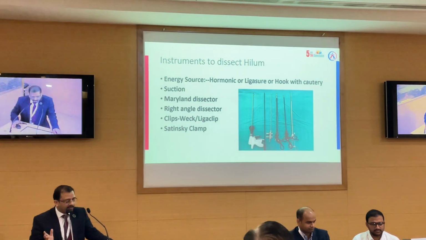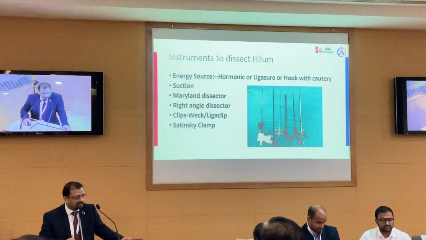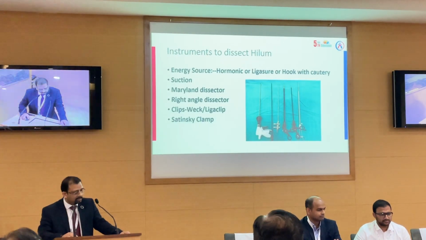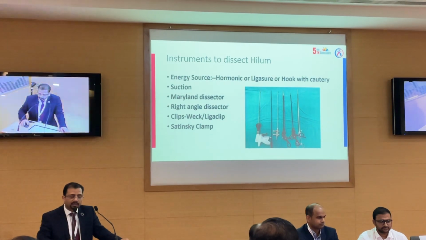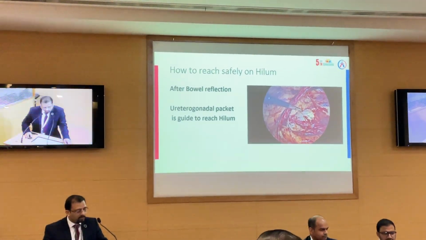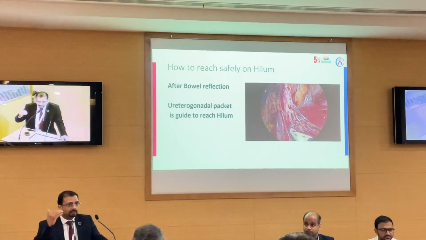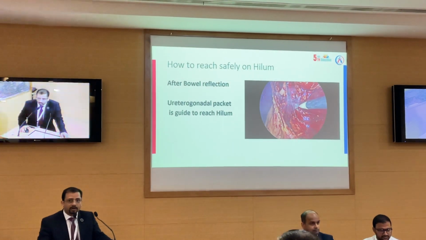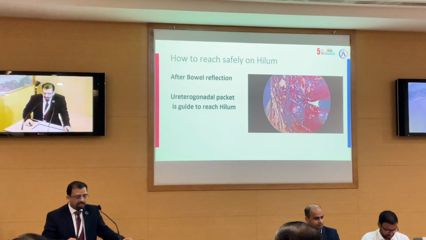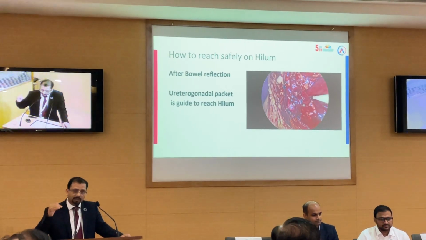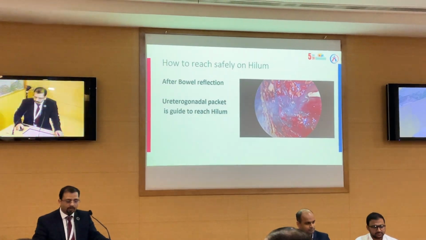So, what instruments have we discussed? Energy source, and suction is one of my favorite instruments when we do the dissection. Mainline dissector, right angle dissector, clips, Hem-o-lok clips, 5 mm, 10 mm, giga clips, and a Satinsky clamp for safeguard if you have any problem. So, how to reach safely? It is very important to dissect the bowel appropriately, along the plane we saw in the morning, and then lift the ureterogonadal packet adequately, so that it is your guide to reach the hilum.